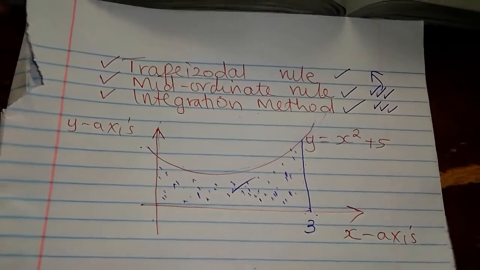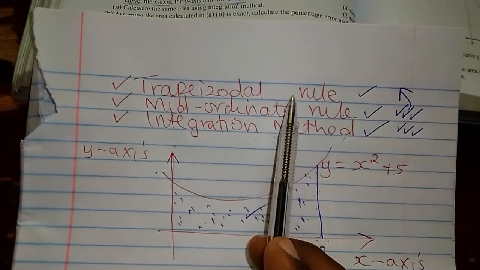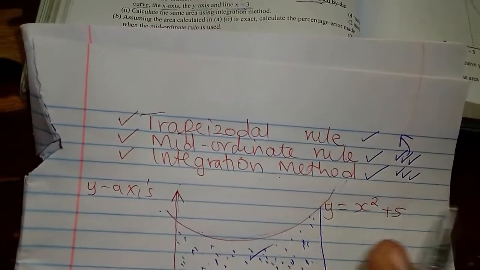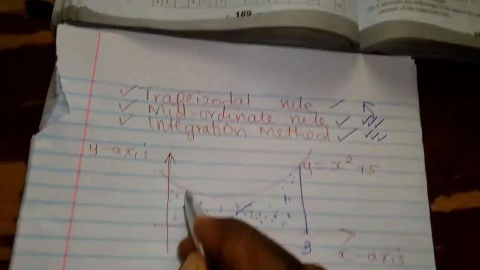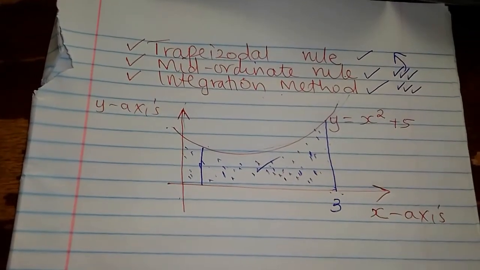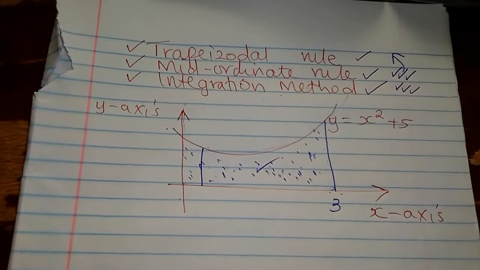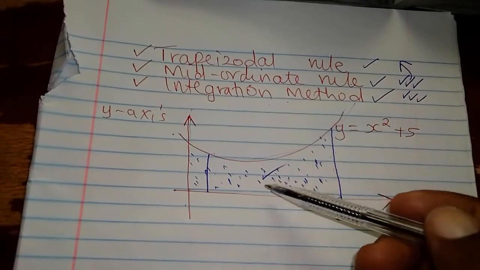Great. Now, if we are using the trapezoidal rule, you should note this. We are supposed to draw strips of this sort. Before I commence on drawing the strips, let me go back to the question and see how many strips we are supposed to use in as far as calculating the area that falls under this curve is concerned.